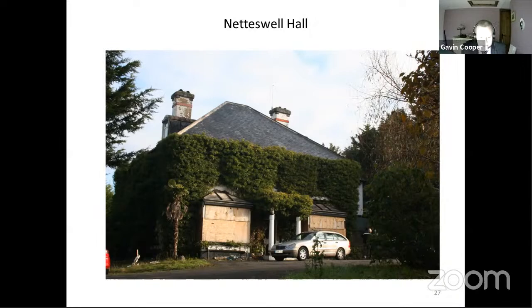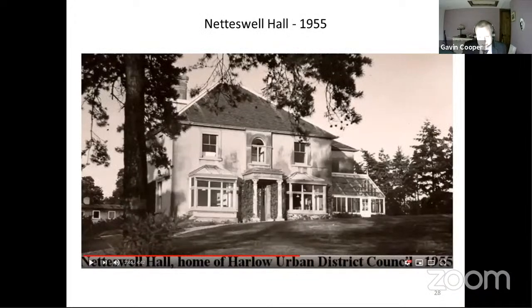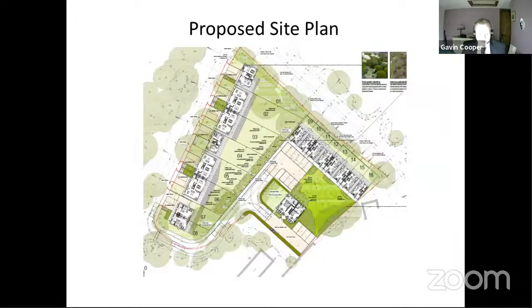This shows what the current state of the building is, and this shows the building in 1955, the home of Harlow Urban District Council. So it's particularly important that this building is retained. In terms of the determining issues, I just want to cover the impact on the character and appearance of the conservation area and Neswell Hall, the impact on access, parking and highway safety, and then to conclude in terms of the balance that members should take into account in terms of the benefits of the scheme.